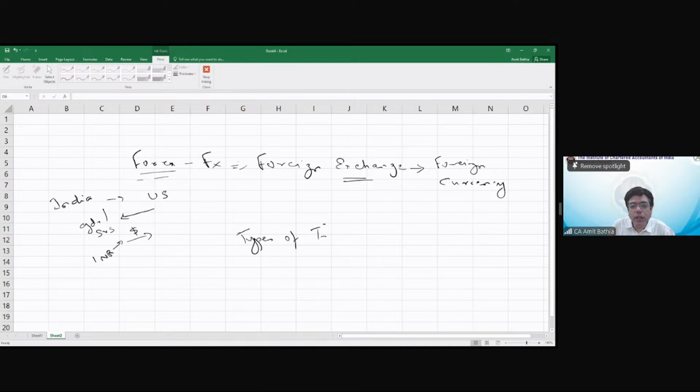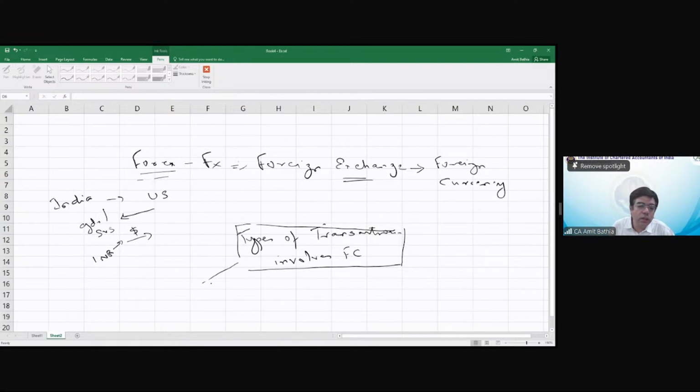Types of transactions. And since, as I said, it is across the border, it involves foreign currency. Am I right? Yes. So what are the different types of transactions?